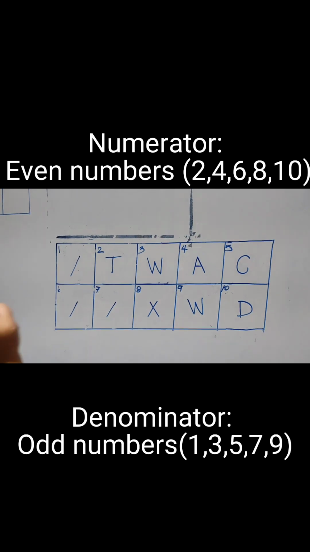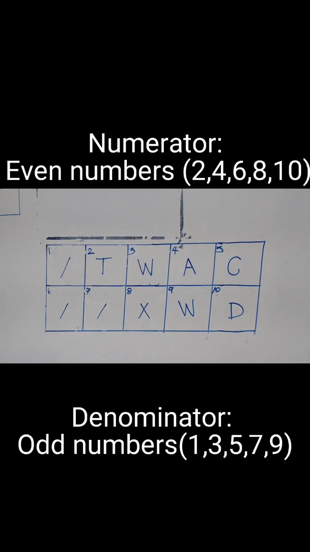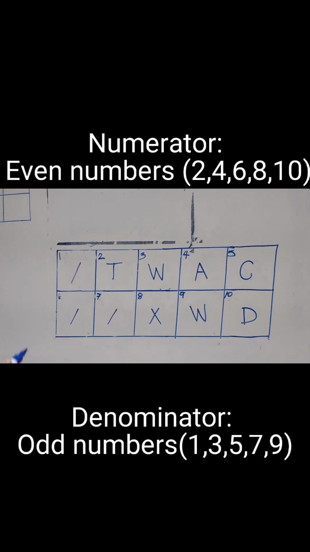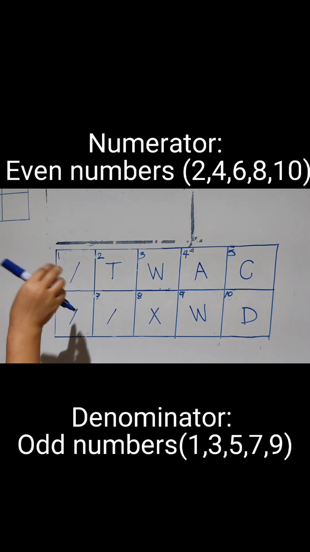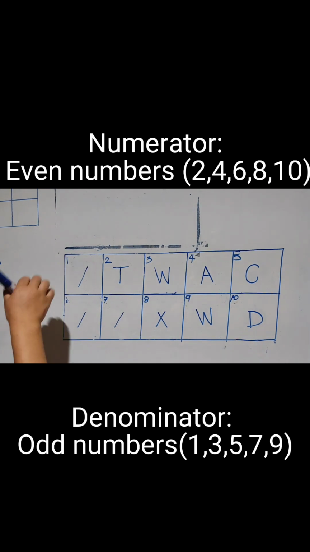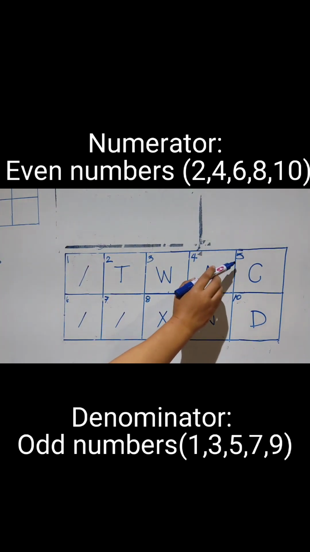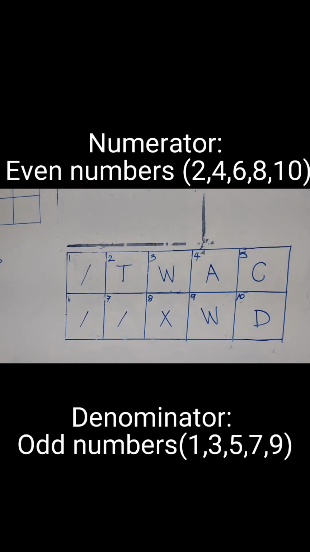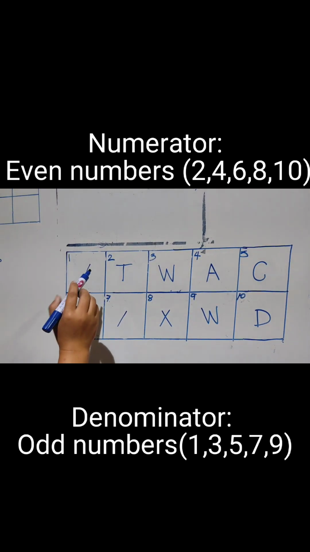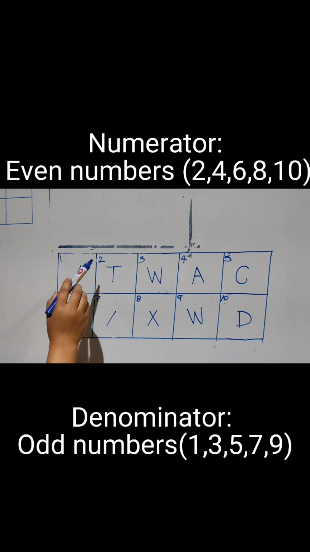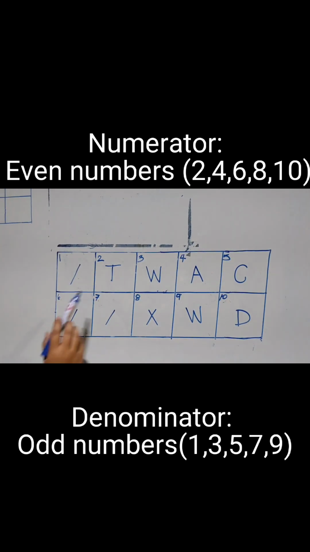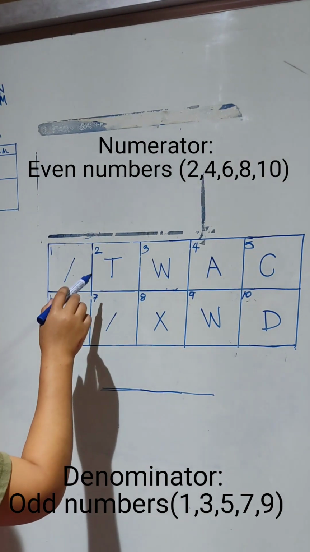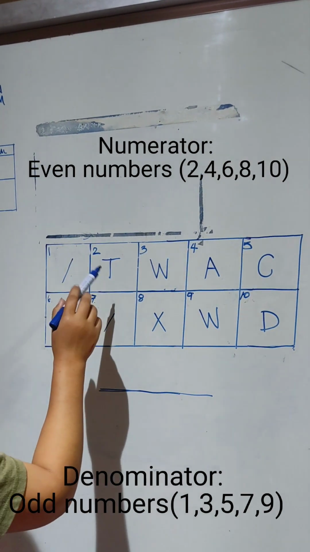The third rule is getting the denominator and the numerator. What will be our denominator? Our denominators are the odd numbers, which are 1, 3, 5, 7, and 9. How about our numerator? Those are the even numbers, which are 2, 4, 6, 8, and 10. We're first going to input what is in the numerator.